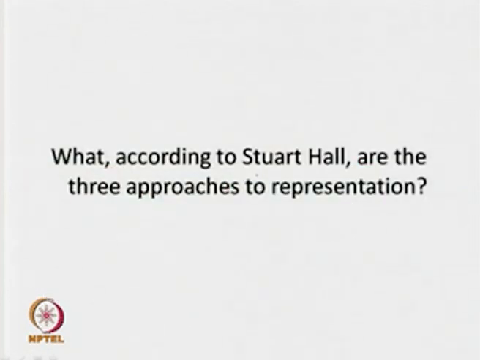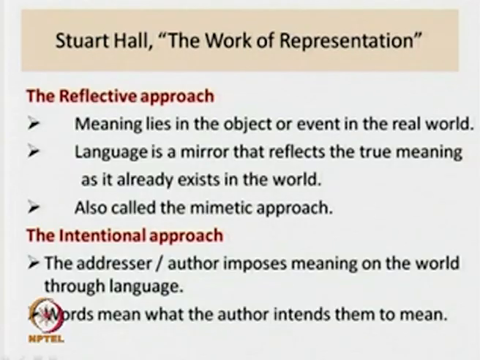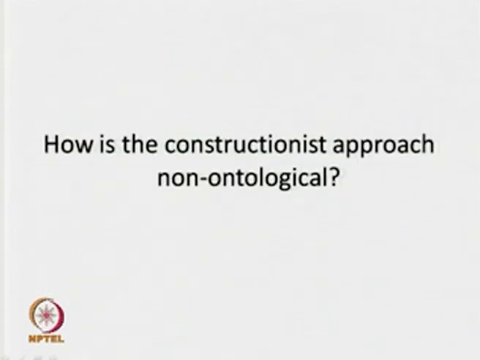Next, what according to Stuart Hall are the 3 approaches to representation, and particularly to the question, does language reflect the world? The 3 are the reflective approach, the intentional approach, and the constructionist approach. Question number 3, how is the constructionist approach non-ontological?